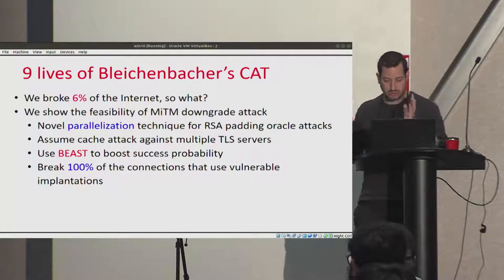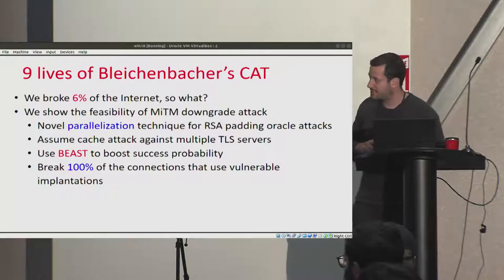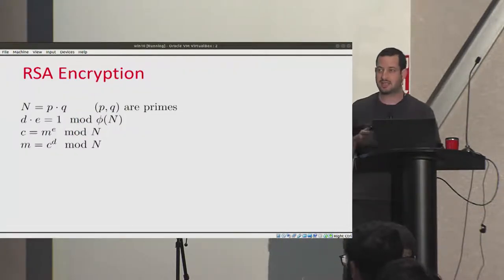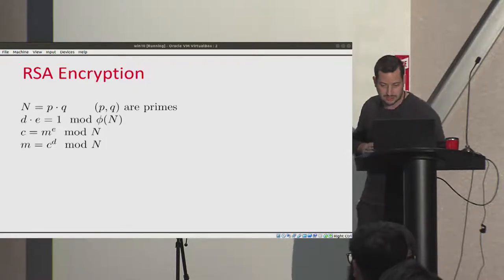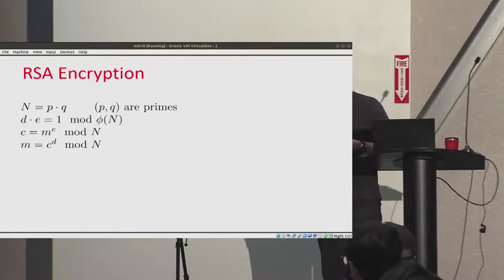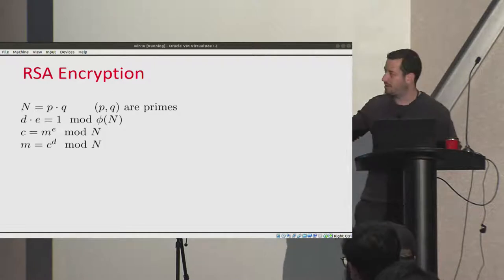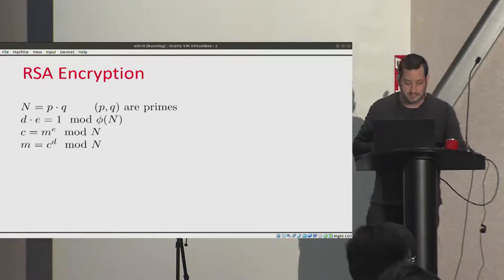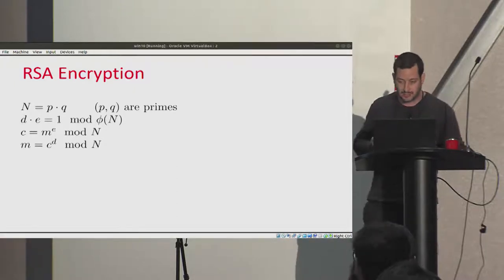We'll try to explain what we did here. This is RSA encryption. I assume most of you have seen it before. And this is nice math. We have prime numbers, we have the RSA modulus, we have secret keys, and we can do encryption with that.